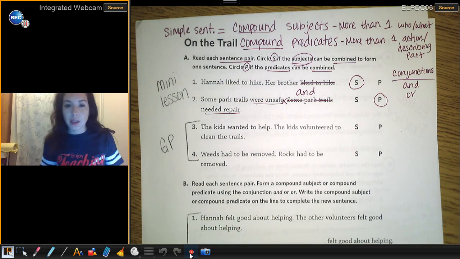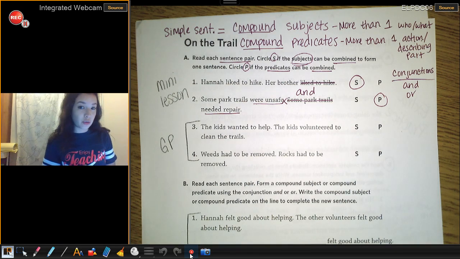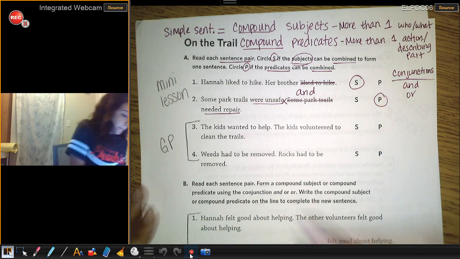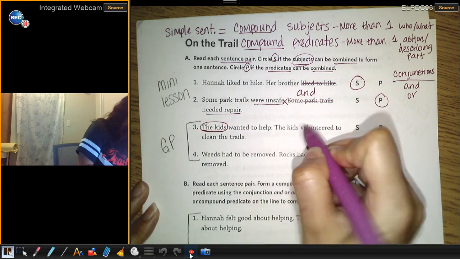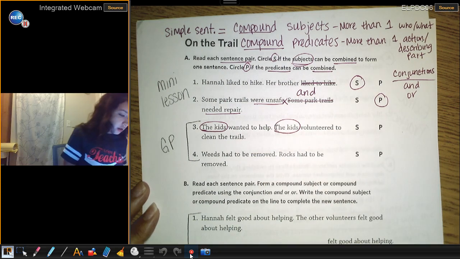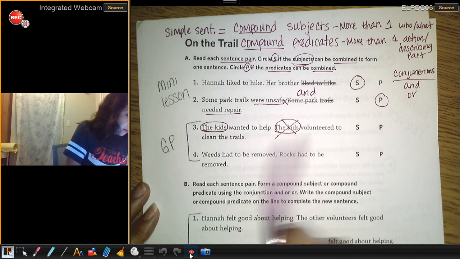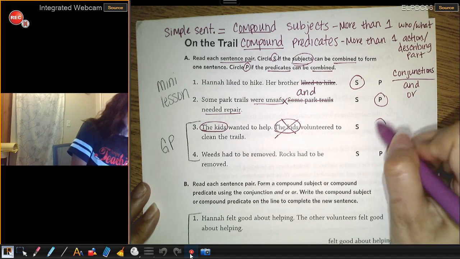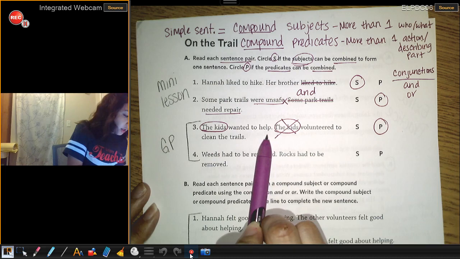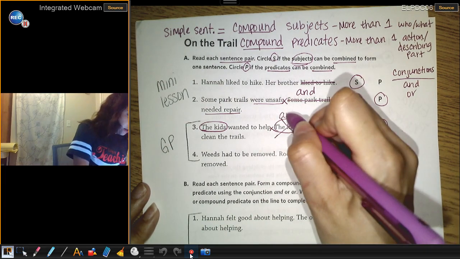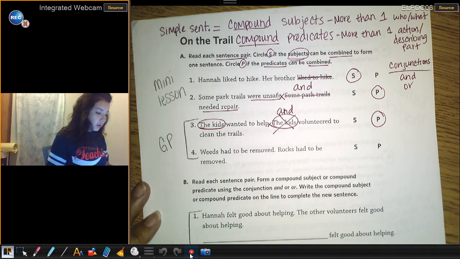Number 3, read it with me. The kids wanted to help. The kids volunteered to clean the trails. Okay, what do you notice is repeating? The subject, right? So we can remove one and we can combine the predicates. The kids wanted to help, take out that period, and volunteered to clean the trails.